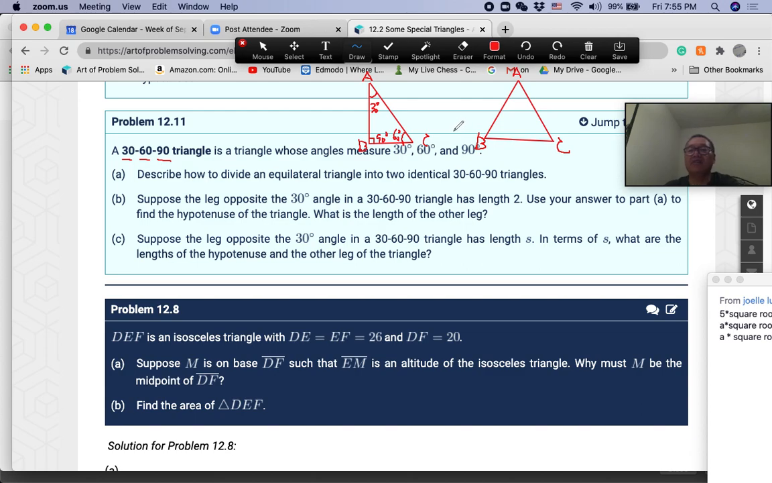Okay, this one is very easy. You just pick the middle point of one side of an equilateral triangle. Suppose we pick the middle point of BC. Suppose this point is D. Then you connect it to A, AD. Then this AD will separate this equilateral triangle ABC into two right triangles. Their angles are 30, 60, and 90.